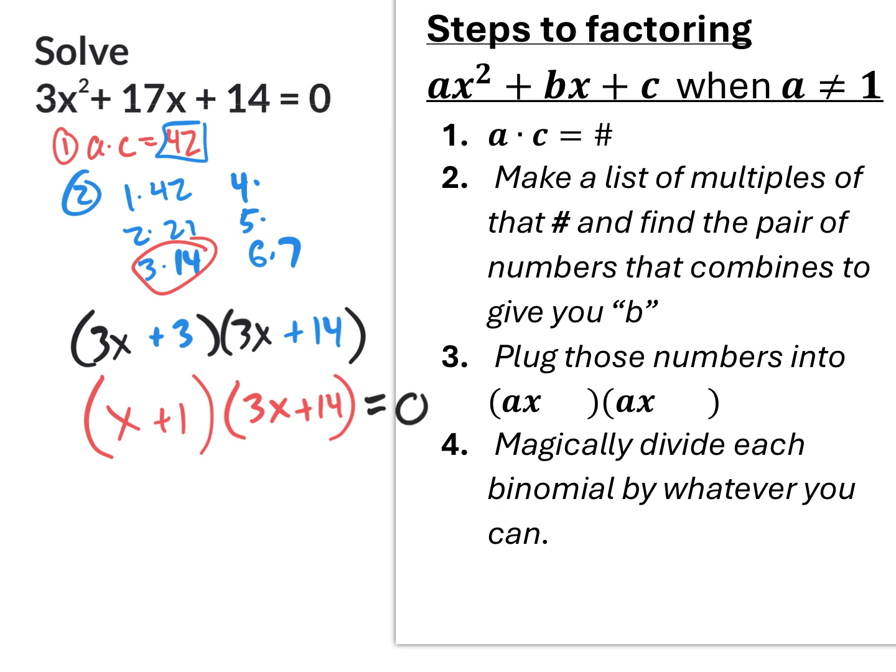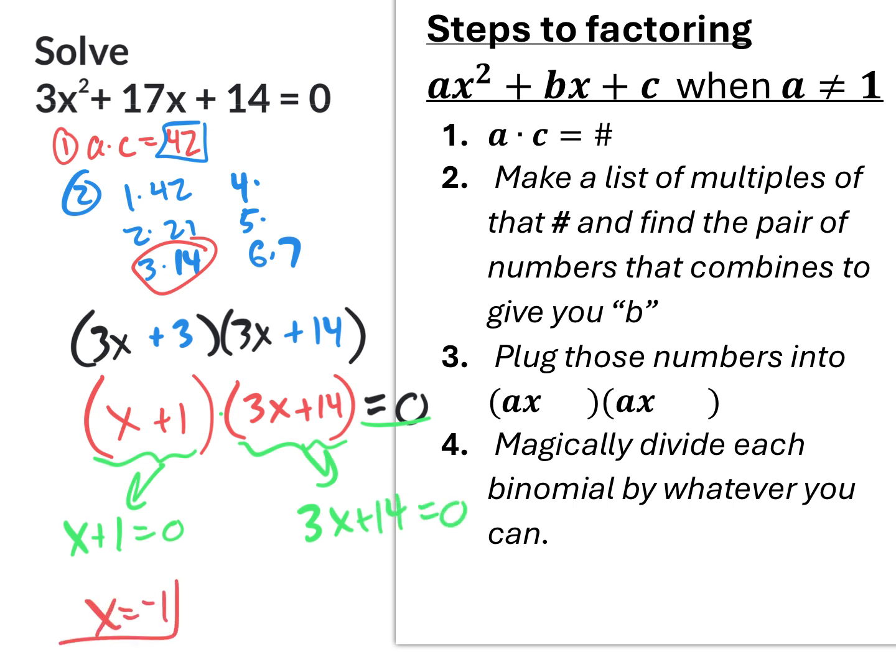So now that you have something times something else equaling 0, the first something, x plus 1, could equal 0, and the second something, 3x plus 14, could also equal 0. So one answer is going to be x equals negative 1. For the other answer, you're going to subtract 14 from both sides, and you'll have 3x equaling negative 14.